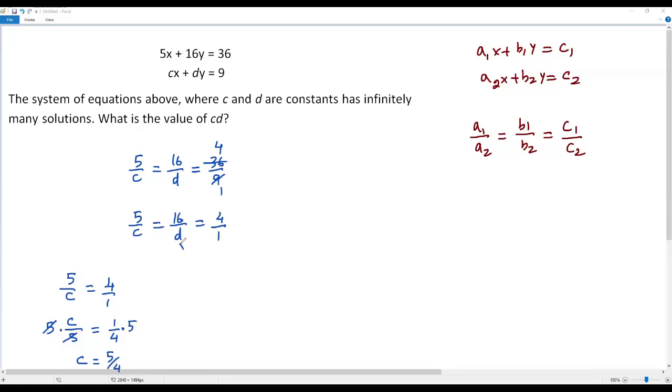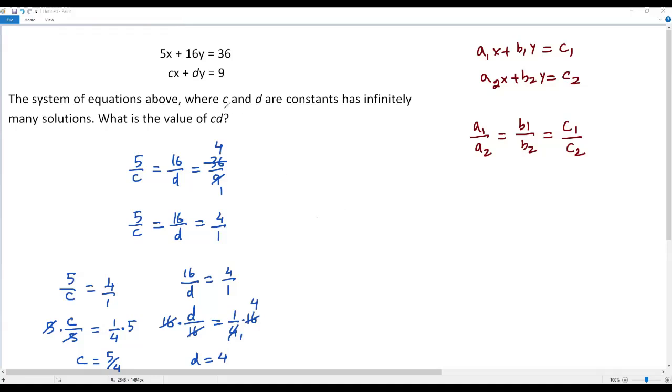Okay, now let me equate the second ratio and third ratio to get the value of d, that is 16 over d equals 4 over 1. Now to get this d in the numerator, let me take the reciprocal on both sides. Then I'm getting d over 16 equals 1 over 4. Now to get rid of this 16 in the denominator, let me multiply both sides of this equation by 16. Then 16 will cancel out. 4 goes into 4 one time and 4 goes into 16 four times. Then d equals 1 times 4, which is 4. Okay, now I got the values of c and d.